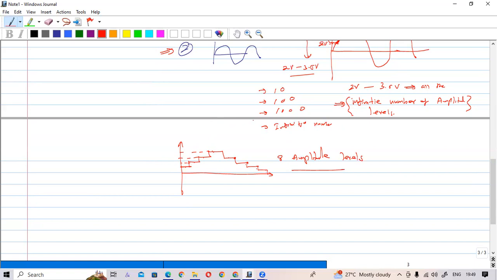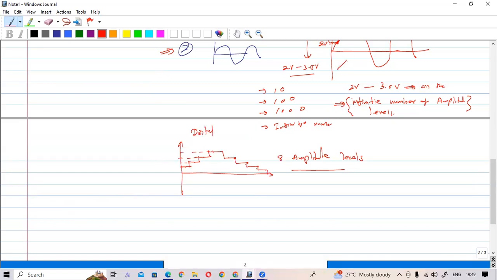Amplitude level count කරන්න පුළුවන්. හරි. එහෙනම්. So this is a digital signal, and this is an analog signal.